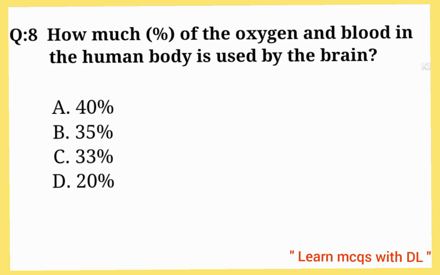Question number 8. How much percentage of oxygen and blood in the human body is used by the brain? 40%, 35%, 33%, 20%. Correct option is option D, 20%.